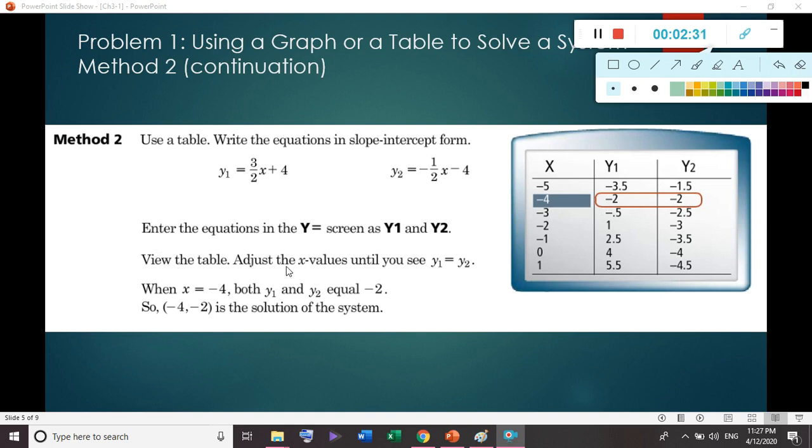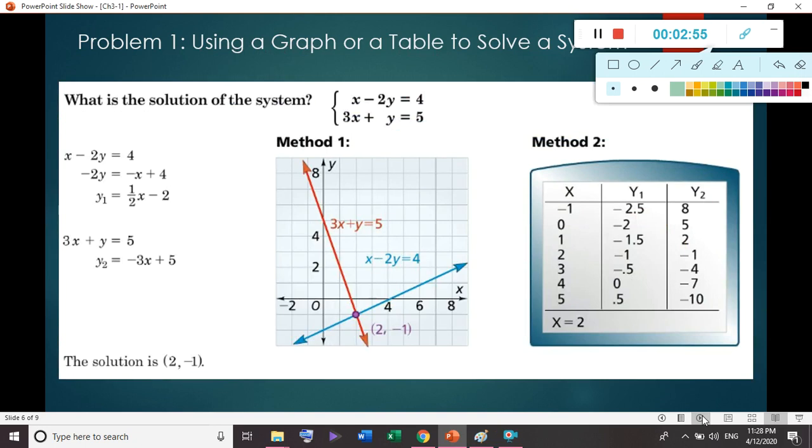So view the table and adjust the x values until you see y1 equals y2. When x equals -4, both y1 and y2 equal -2. So the solution of the system is (-4, -2). Now this is the idea of having method 1 using the graph, and the second method, which is using a table to solve a system. Let's have one more problem. What is the solution of this system?